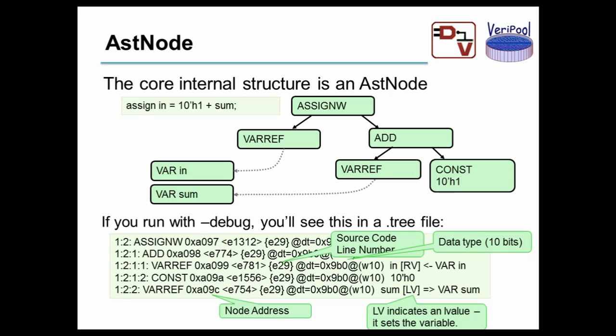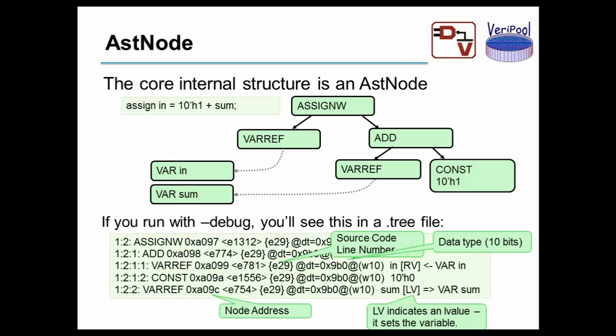But to go over very quickly, if you have something like an assignment in the upper left-hand corner, you see here, just assign an input is 1 plus some sum. It actually gets represented as a tree inside the program. So there's an assignment at the top. And then on the left-hand side is a reference to a variable in, and on the right-hand side is the addition of a variable reference and a constant.